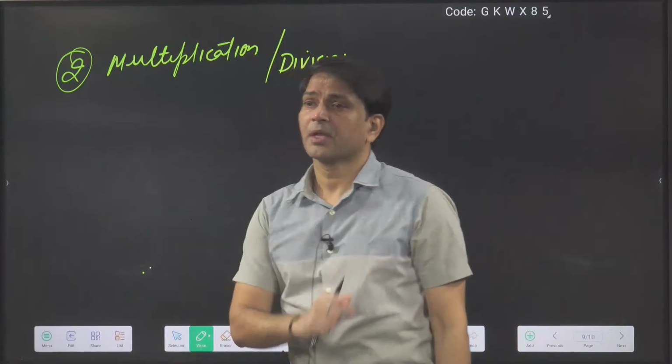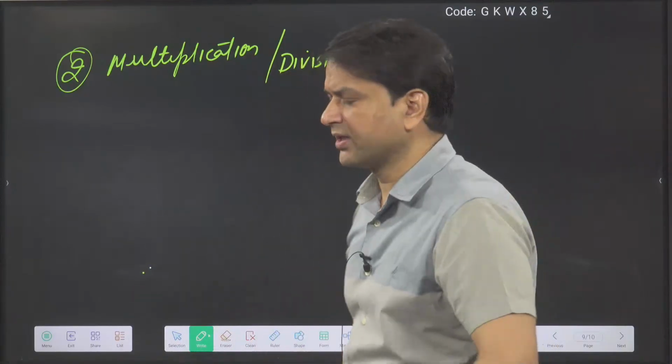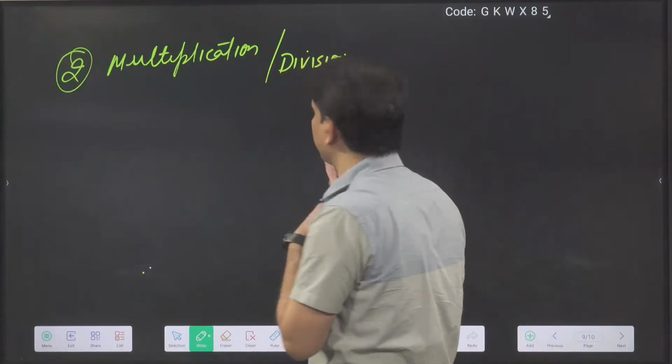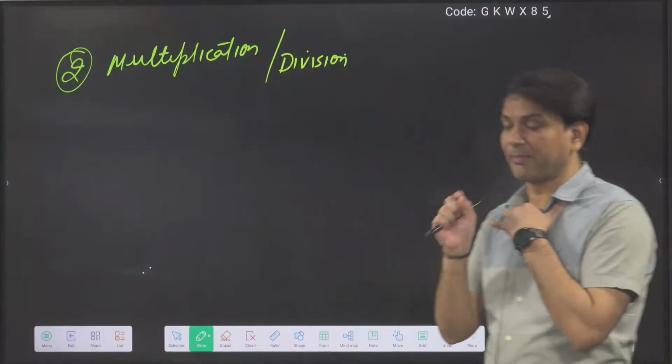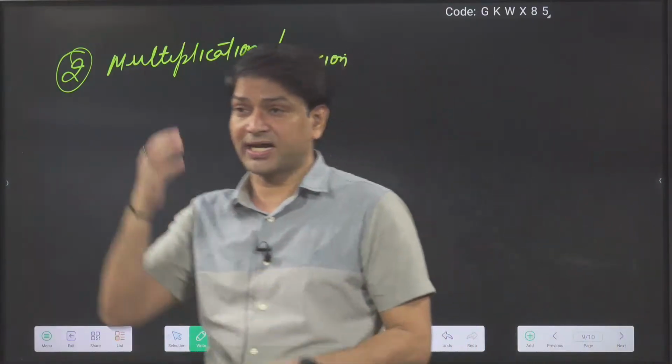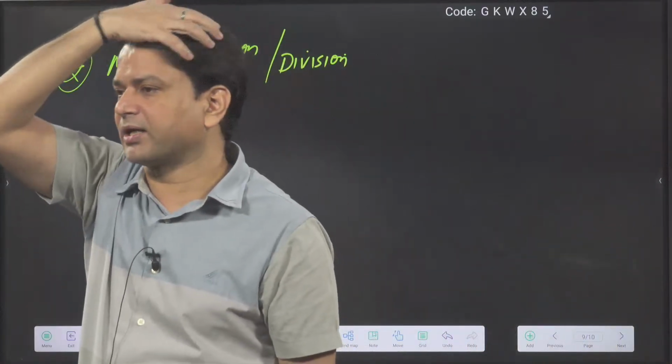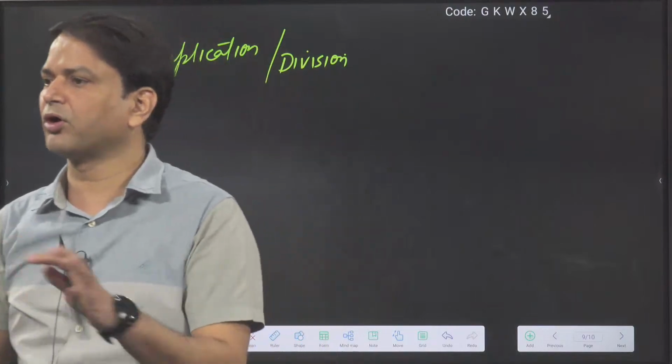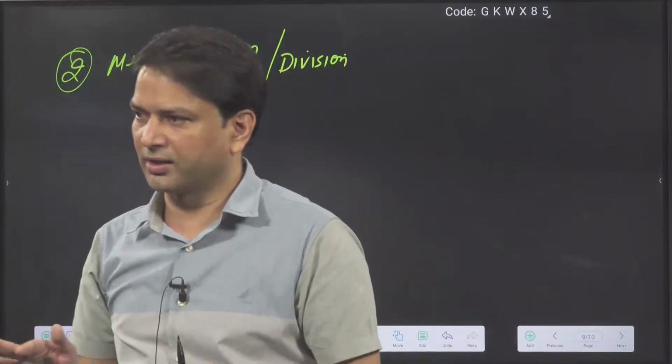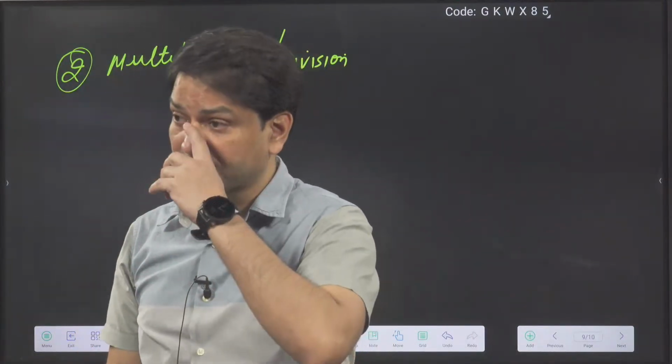Now listen, in multiplication and division, what are we doing? One thing, remember that in addition and subtraction, we can find the error directly. We can find the error directly means what we have to do? We have to add the errors, in the case of addition and subtraction.